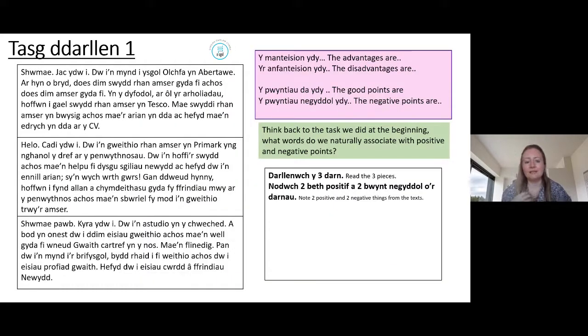Okay, so let's have a look at task Darllen, Un Fan Hyn. Okay, so we've got the first reading task that we're going to look at. So we've got three people here. We've got Jack, we've got Caddy, and we've got Kira.